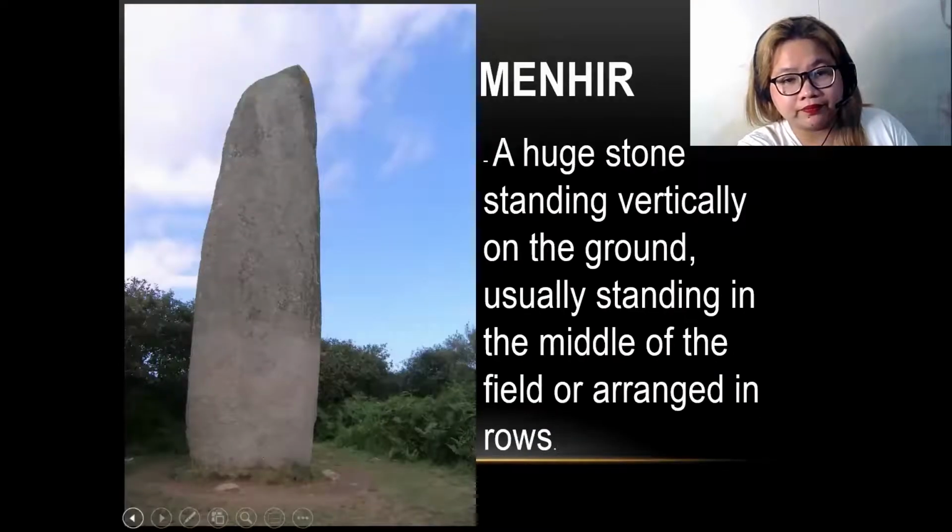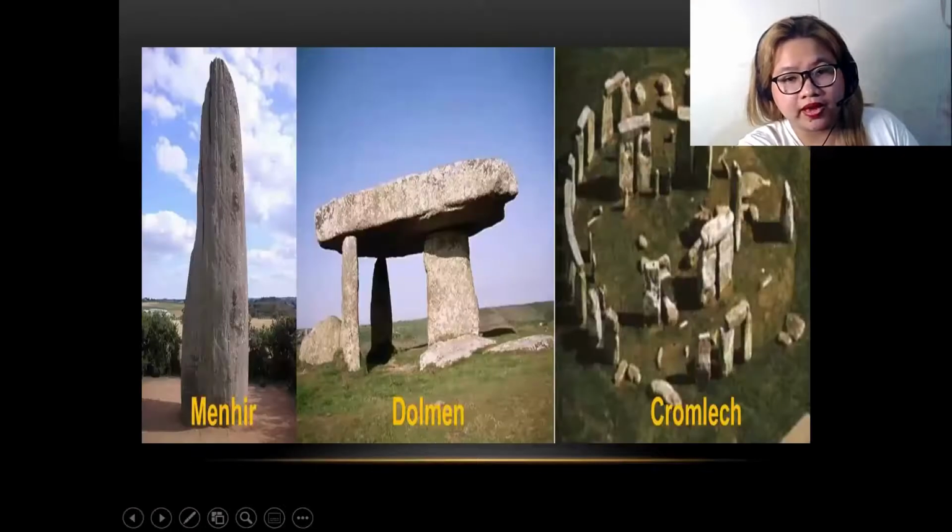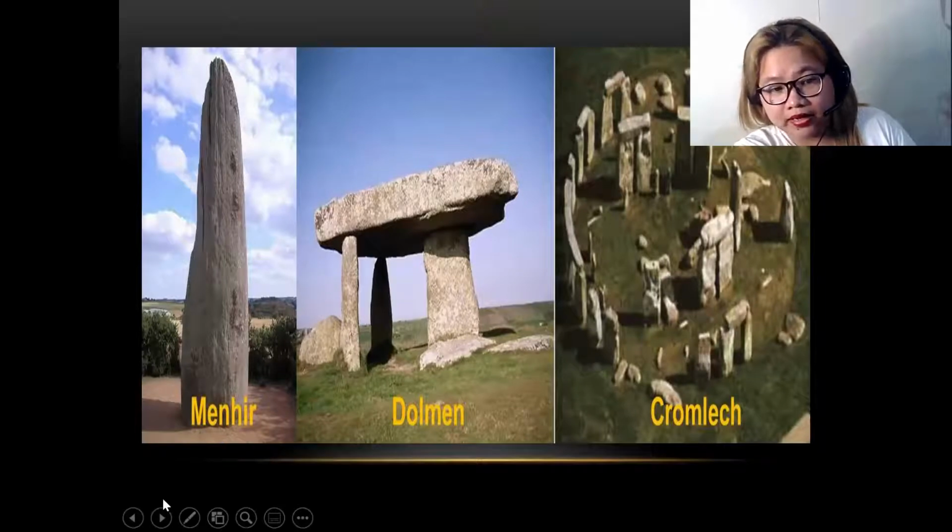So look at the first picture. Let's go back. Ayan. So this is again the menhir. Isa lang siya. Dolmens, meron tayong mga nakatayong bato, tapos sa ibabaw, meron ding isa. And then cromlech, para siyang dolmens na marami, tapos in-arrange siya ng circular.